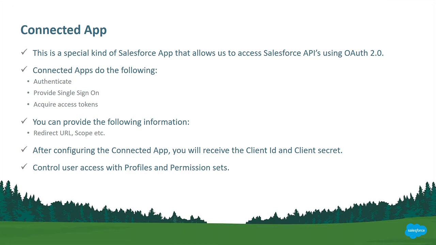Once you implement the connected app, you get two pieces of information. They are called the client ID and client secret, and we'll learn what they are. And an administrator in Salesforce can further fine-tune the security permissions using the familiar profiles or permission sets to make sure that only people who need access can access the connected app from an outside system.